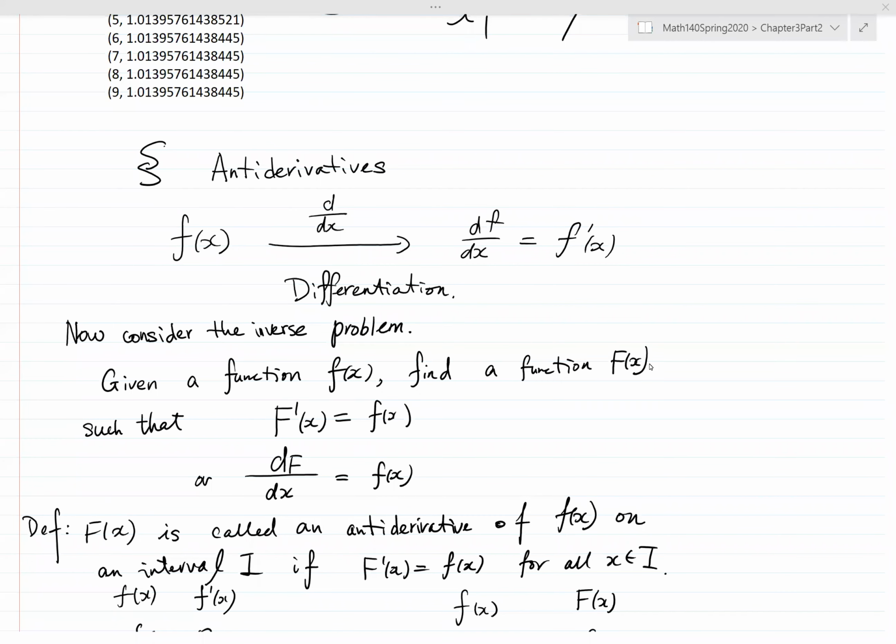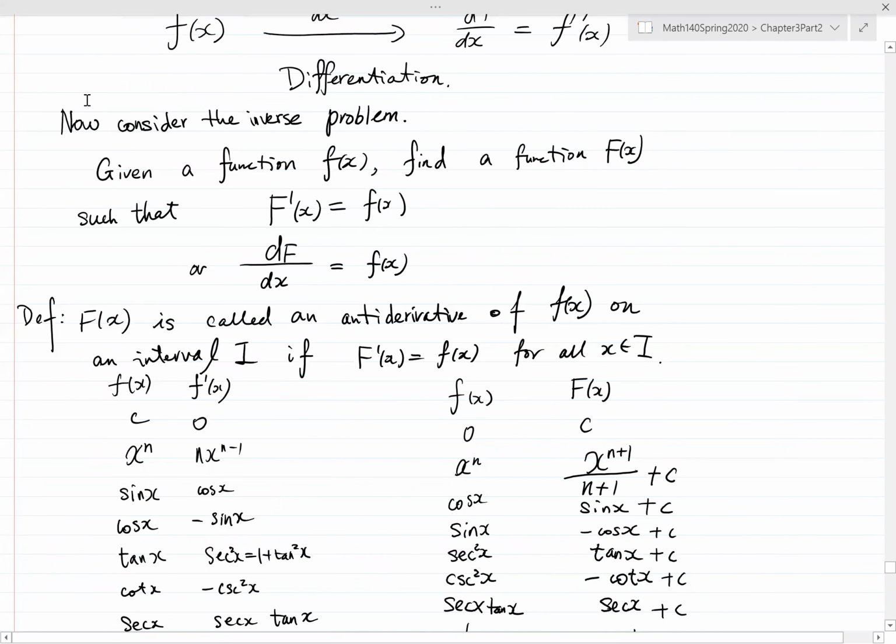The question is the following. We studied the inverse problem of differentiation, i.e., given a function little f, we want to find a function capital F such that capital F's derivative is given by little f. So this is the inverse operation of differentiation.